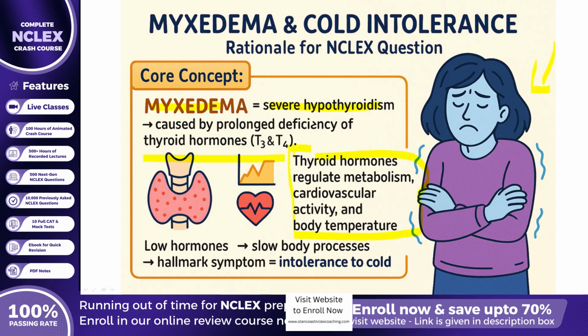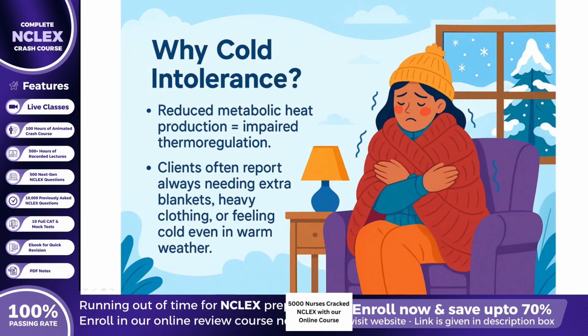Since triiodothyronine, T3, and thyroxine, T4, normally regulate thermogenesis, their absence makes the body unable to maintain warmth. As a result, clients often bundle in blankets or multiple layers of clothing and report cold intolerance as one of the earliest and most consistent symptoms.